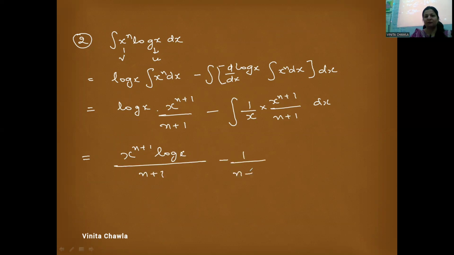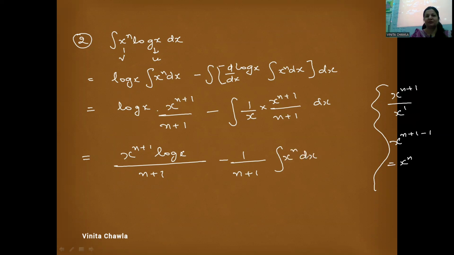Here we can simplify this, taking 1 upon n+1 outside. In the integration, we'll get x^(n+1-1), because we have x^(n+1) in the numerator and in the denominator we have x. So we can write this x as x raised to the power 1. So n+1-1 is x raised to the power n only. So x^n dx. Easy?